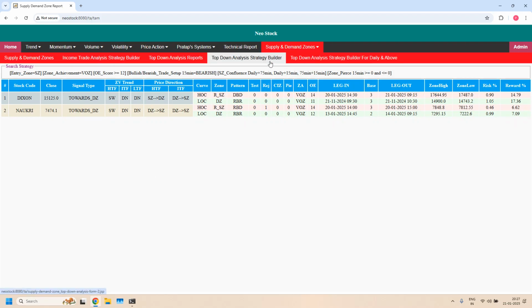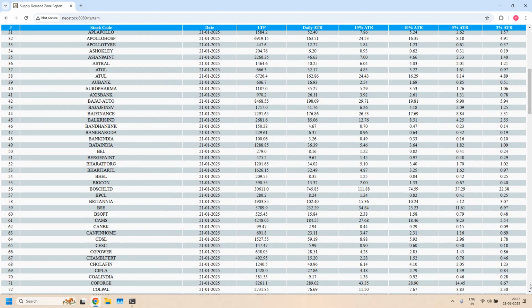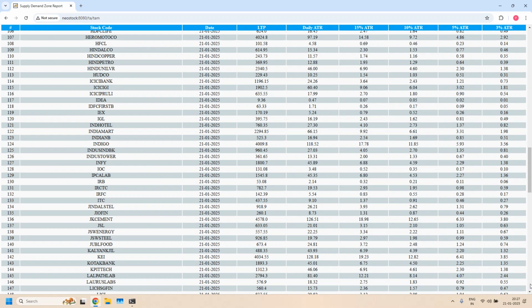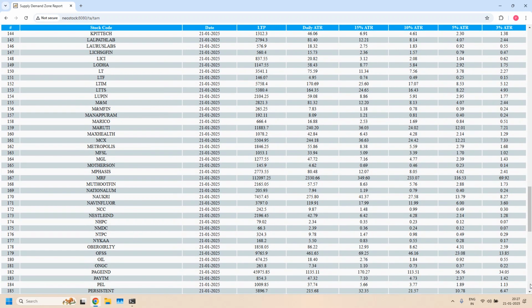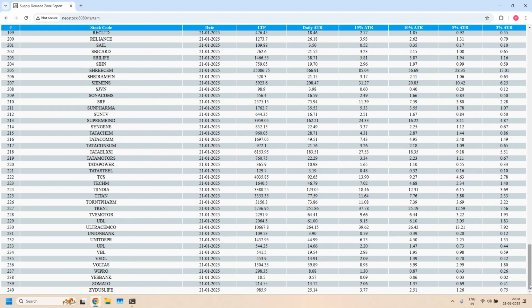In the final report, let us generate stop buffers based on daily ATR. First 17 in this list are indices, remaining all are equity stocks. So I am scrolling the list down. Whichever stock you want to refer to, pause the video there. After that you can proceed further. Okay, I am scrolling the list down. So total 240 stocks. We generated the stop buffers.